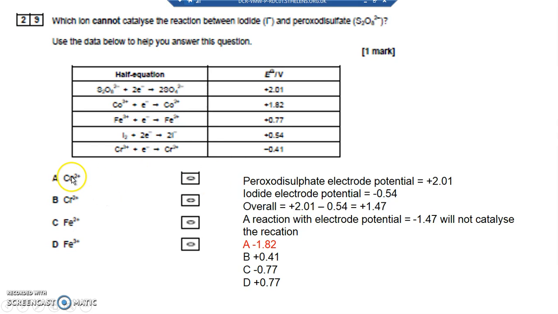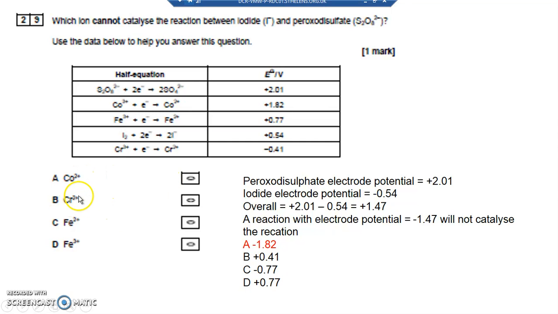When I look at the reaction and add on the electrode potential for this ion, when I add it to plus 1.47, it needs to leave a positive value overall if the reaction is going to go ahead. So Co2 plus, where's Co2 plus? It's here. It's being made in this reaction. So if it's going to be a reactant, it needs to go in the other direction, and in the other direction it's minus 1.82. Minus 1.82 plus 1.47 would give an electrode potential of a minus value, minus 0.35. So that one wouldn't go ahead. So the answer is A.